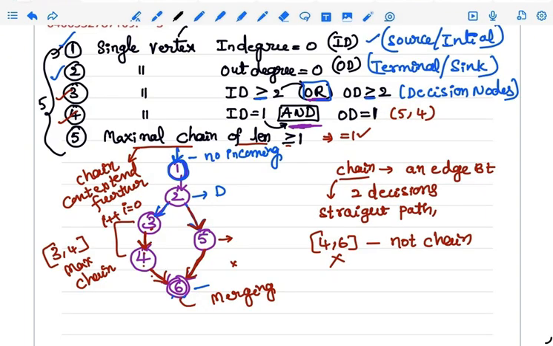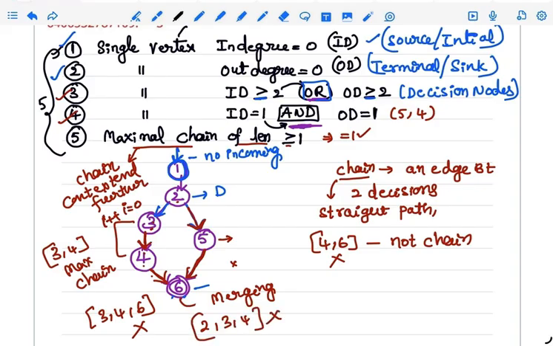So 3 to 4 is a chain, and it is also a maximal chain. Maximal chain means the maximum length of the chain, which cannot be extended. So is 3, 4, 6 a maximal chain? 3, 4, 6 is not a maximal chain because at node 6 there is a merging point. 2, 3, 4 is not a maximal chain.